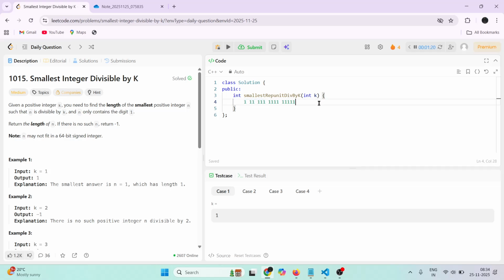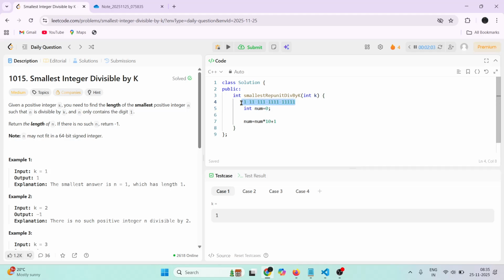Suppose we declare our num as 0, and we do num equal to num times 10 plus 1. So what is it going to do? 0 times 10 is 0, plus 1 is 1. Now num becomes 1. Then 1 times 10 is 10, plus 1 is 11, so num becomes 11. 11 times 10 is 110, plus 1 is 111. Now num becomes 111. If we multiply by 10 it becomes 1110, plus 1. So similarly with this we can get this sequence.